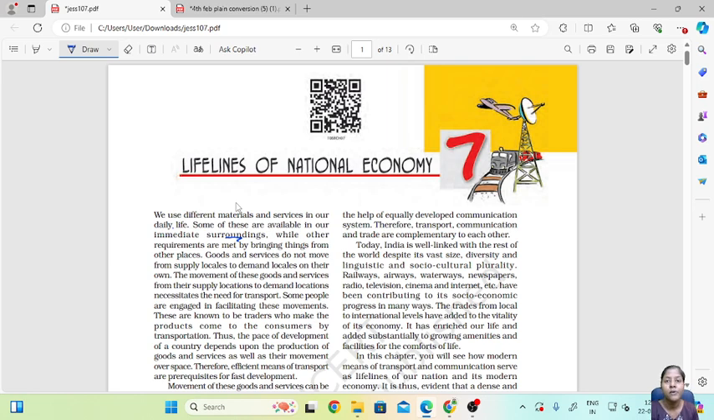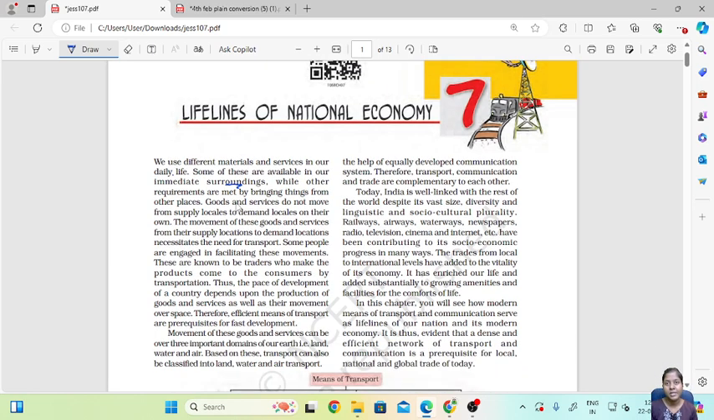Like we have to move goods from one place to another, so we require some sort of lifeline, like the transport system. Goods and services do not move from supply locations to demand locations on their own. So movement of these goods and services from the supply location to the demand location necessitates the need for transport. Some people are engaged in facilitating these movements. These are the traders, who make the products come to the consumers by transportation.